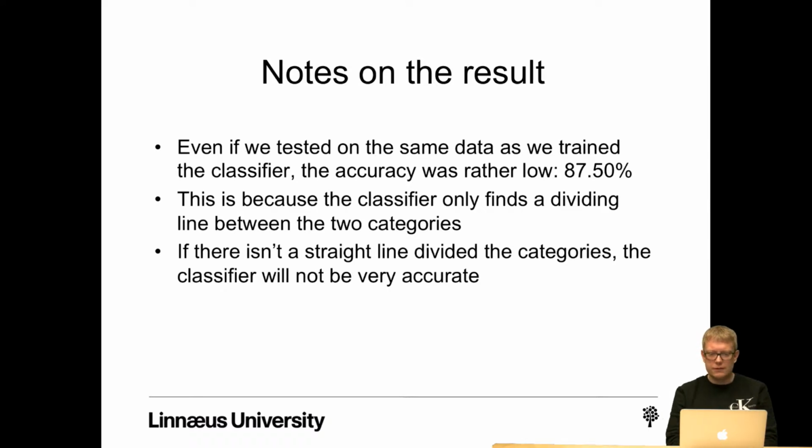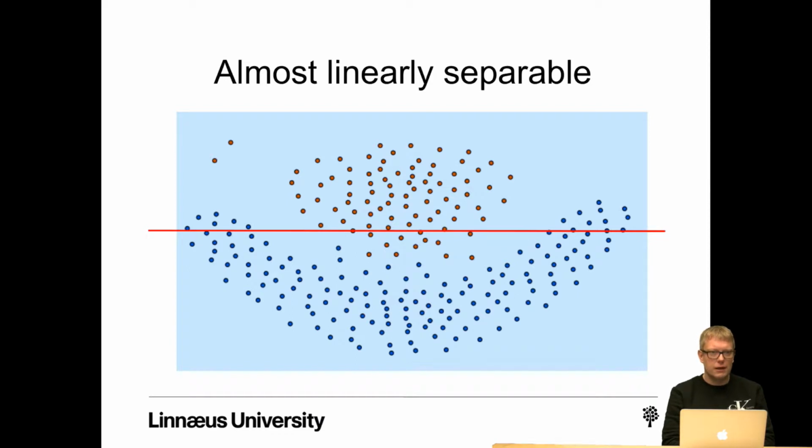Even if we tested on the same data as we trained the classifier, the accuracy was rather low. Only 87.50% of the known training examples were correctly classified. And this is because the classifier only finds a dividing line between the two categories. And if there isn't a straight line that can separate the two categories, the classifier will not be very accurate. And if we look at the flame dataset, we see that we cannot in any way put a straight line that completely separates the two categories. So we'll always get a slightly worse result. We cannot get a perfect result of 100%.